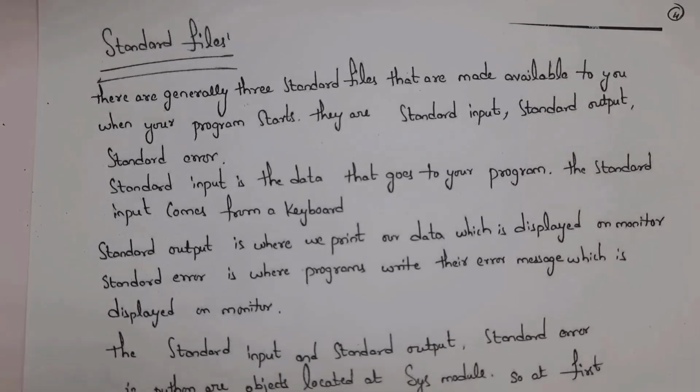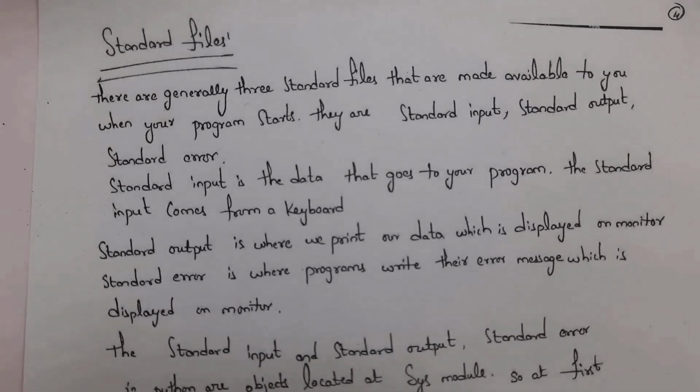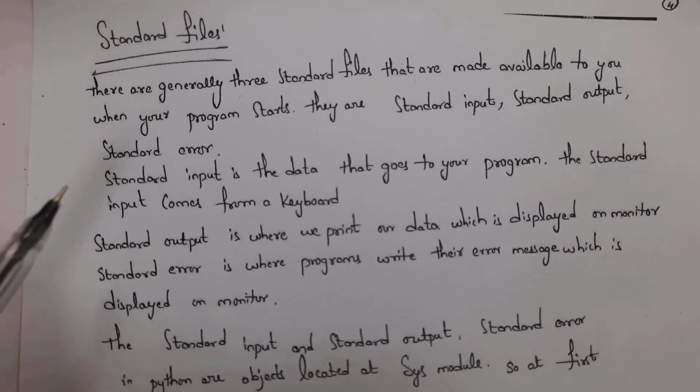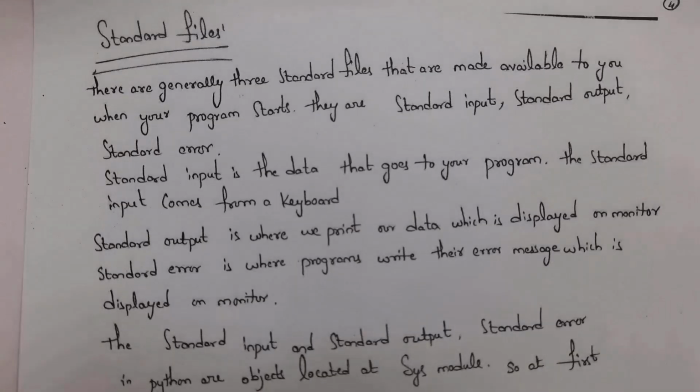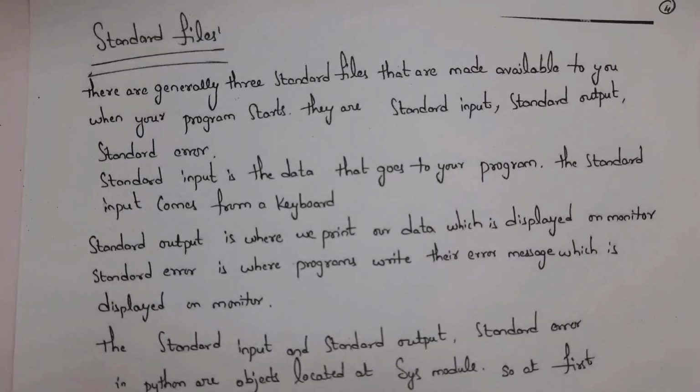Next I will explain standard files in Python. There are generally three types of standard files that we can use in our program. They are standard input, standard output and standard error. Standard input is nothing but whatever data we give by using keyboard. Standard output is whatever data is displayed on my monitor. If the program is successfully executed, then we will get output as standard output. Next I will explain what is standard error. Whatever error message is displayed by monitor, we call that error message as standard error.